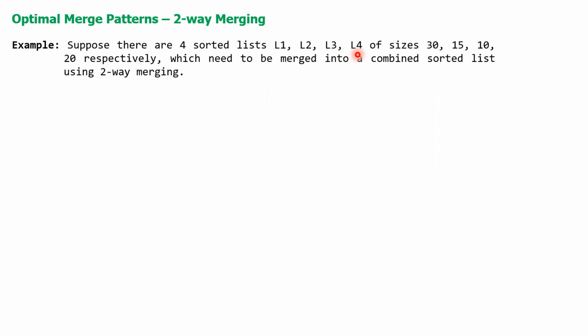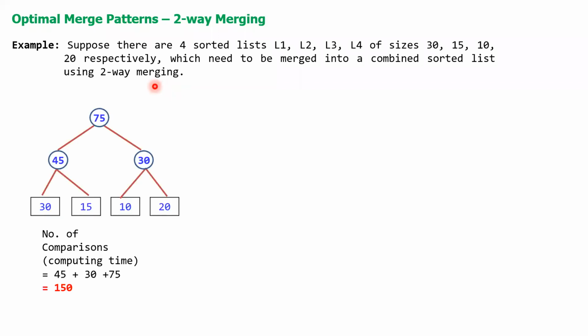Now you can directly apply four-way merging. At a time, you are going to merge all the four files into a single sorted file. But here the question is given that you need to merge using two-way merging. That is, at a time you can merge only two files. So if I go with these solutions, there are many solutions that are possible. This is one of the solutions.